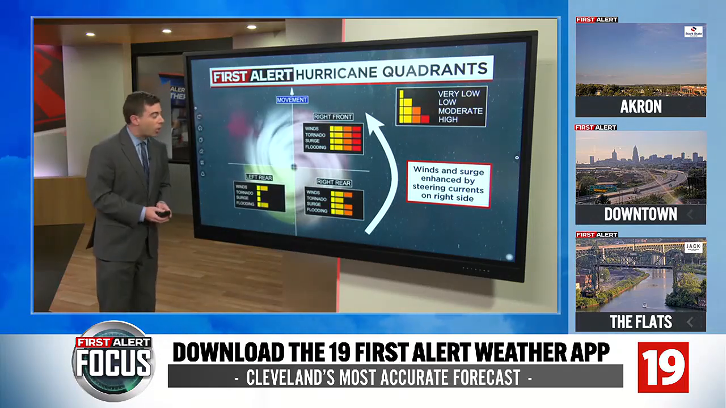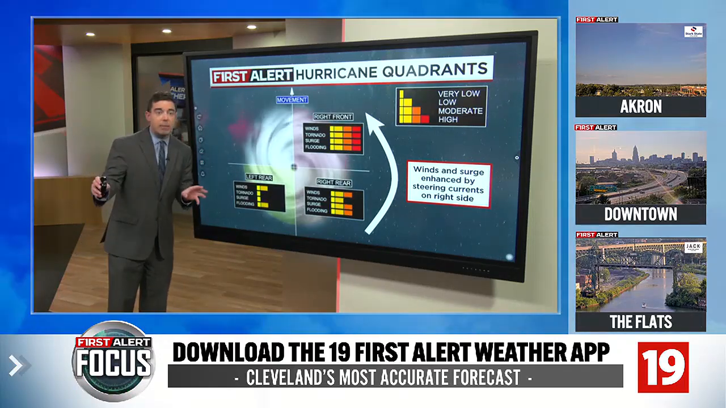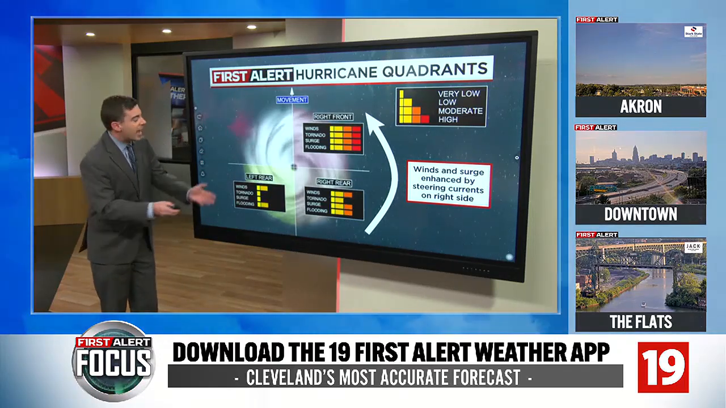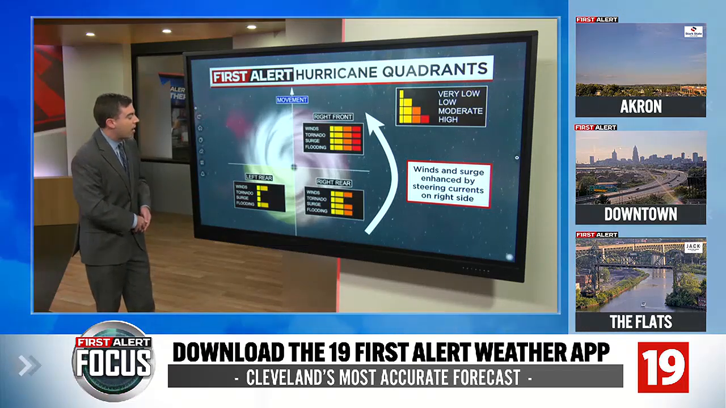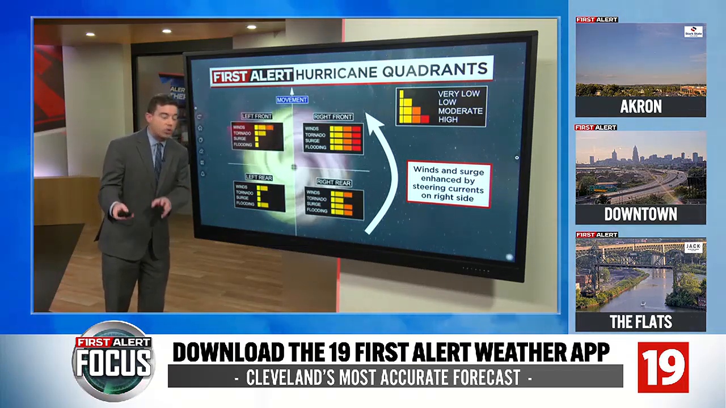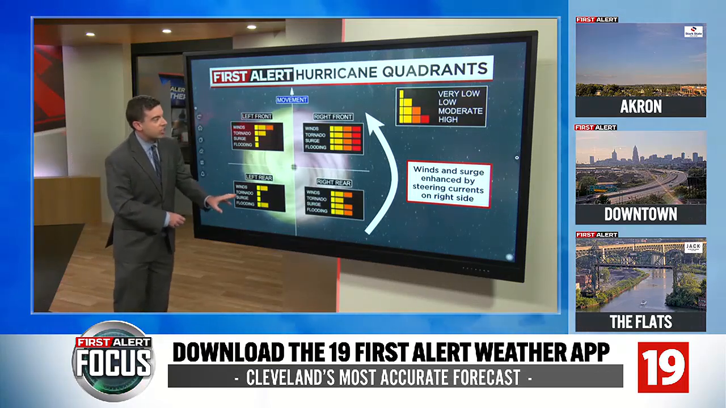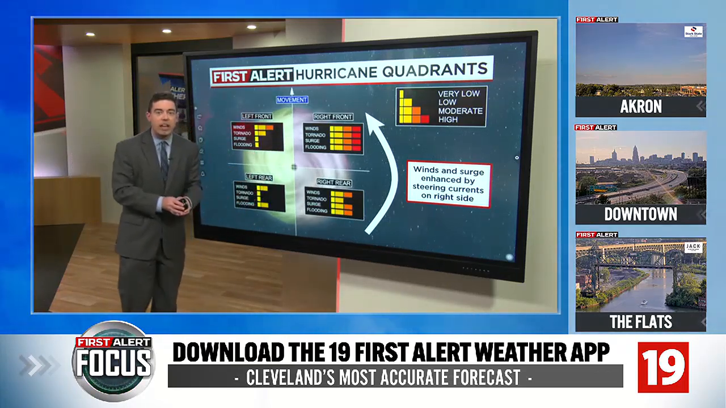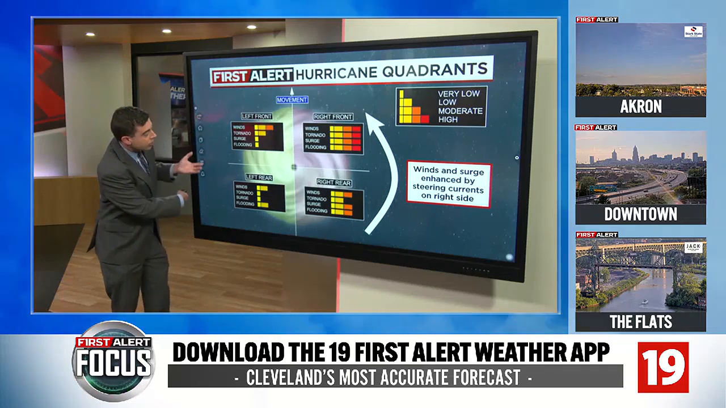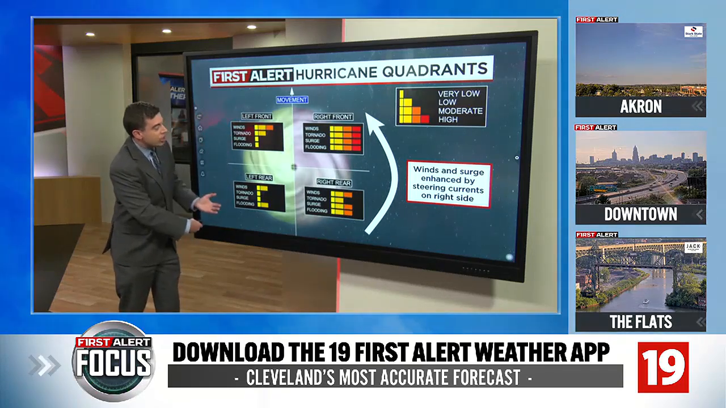Now we've got the other 2 quadrants, the left rear. Not to diminish the impacts completely, you'll still get some. It's just not going to be as bad when we talk about the threat for the strong winds, the tornado risks, the storm surge risk, and the flooding. Really not as bad. So this is really key to how it makes landfall, because now you have the surge, or the winds essentially, going opposite.